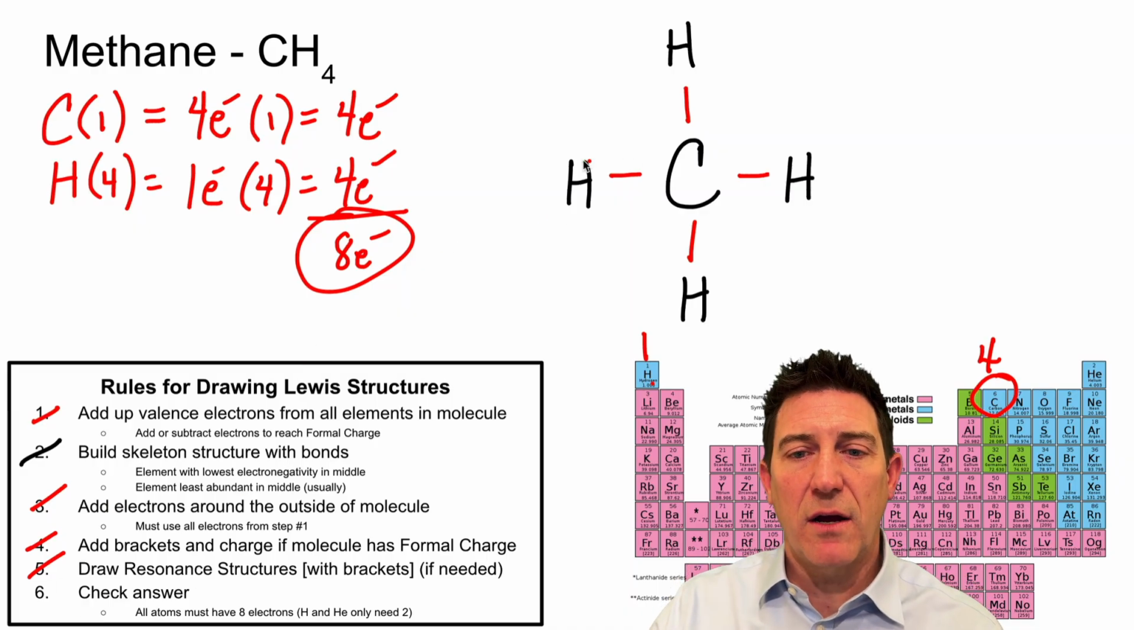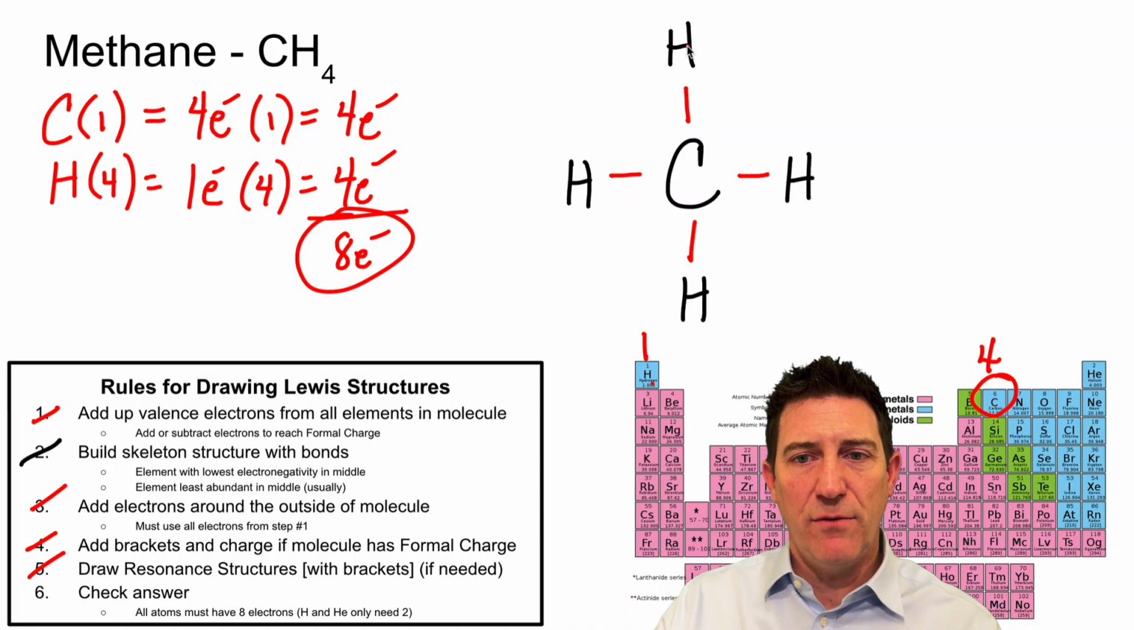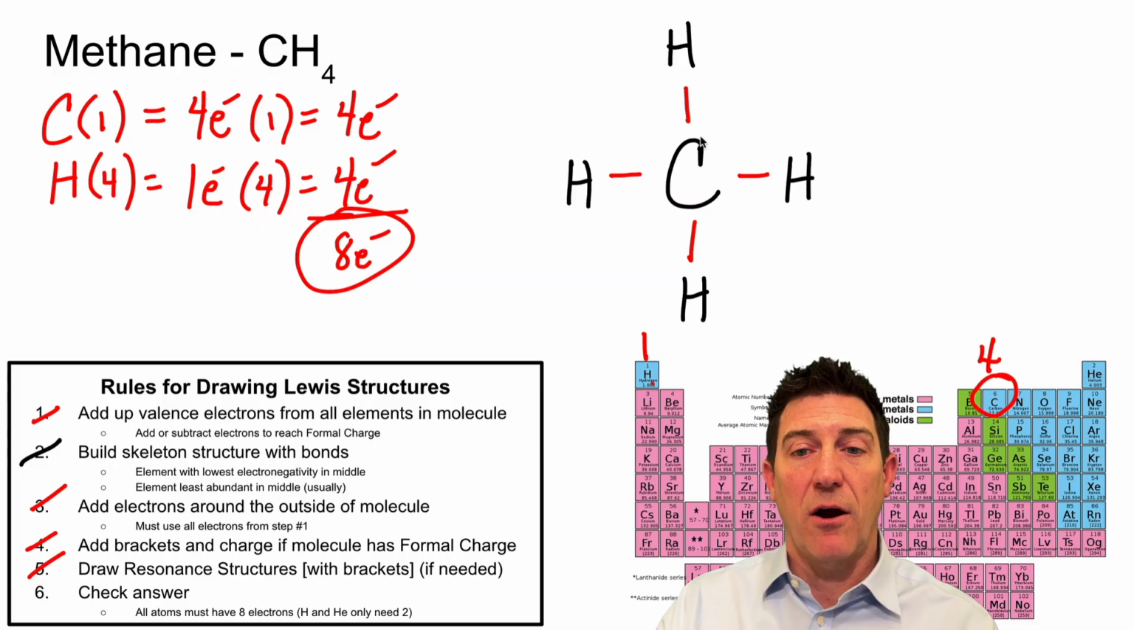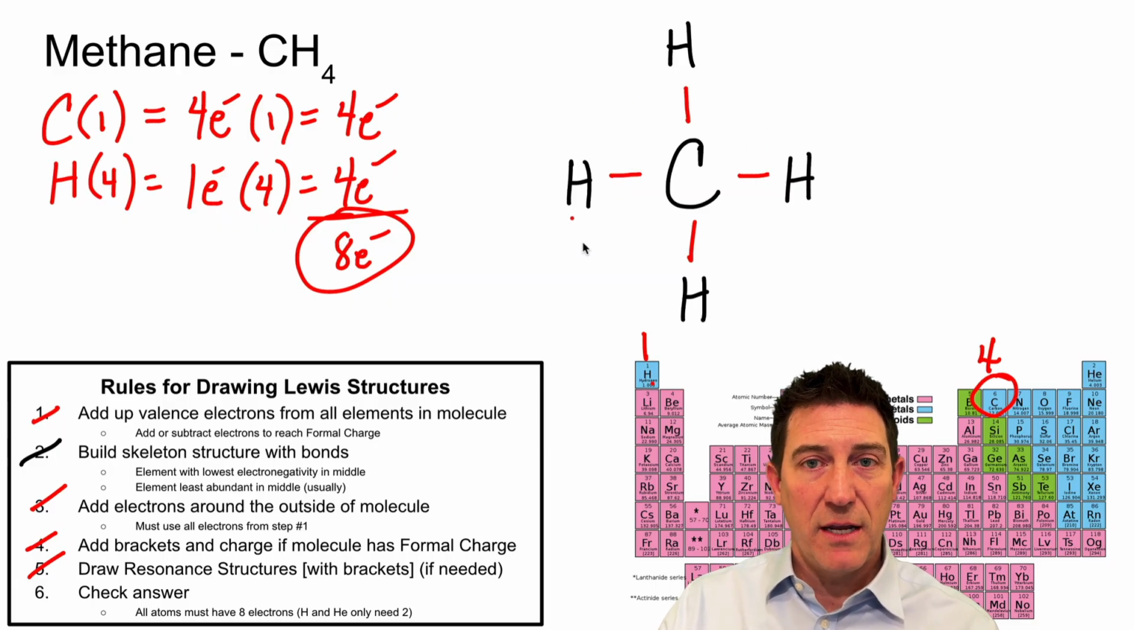We're going to check our answer. Hydrogen is okay having 2 valence electrons. This one has 2, this one has 2, 2, 2, so all the hydrogens are okay. Carbon has 2, 4, 6, 8. Oh, looky here. Our carbon is full, it is happy, and this is the Lewis structure for methane.